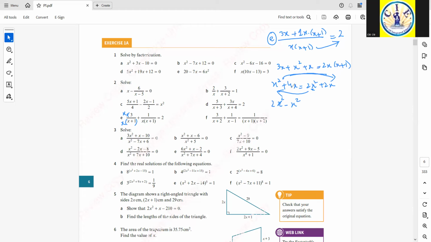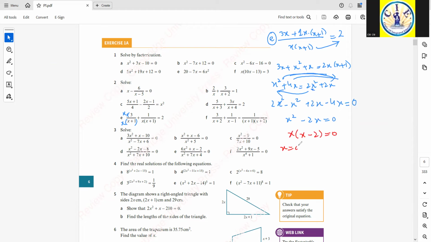Okay, so 2x squared minus x squared, then plus 2x. When I shift this 4x to this side, that would become negative 4x, but that makes no difference. Okay, 2x squared minus x squared is just x squared, and this is minus 2x equals 0. Now, to factorize these two terms, I can take x common from these two, so that I'm left with x minus 2.